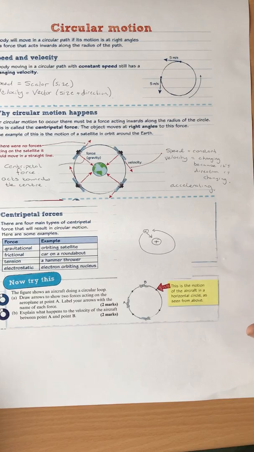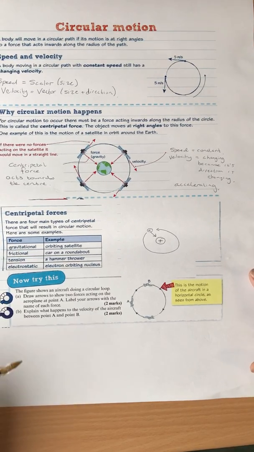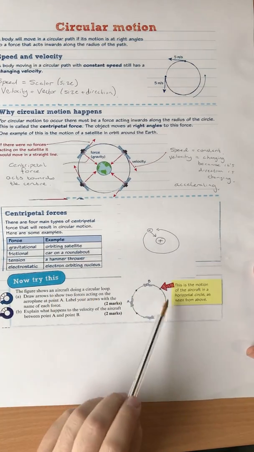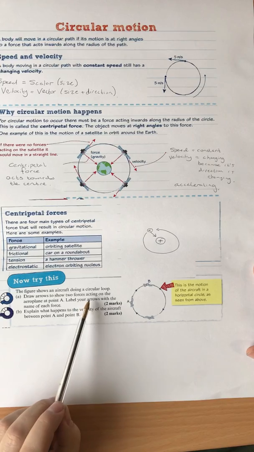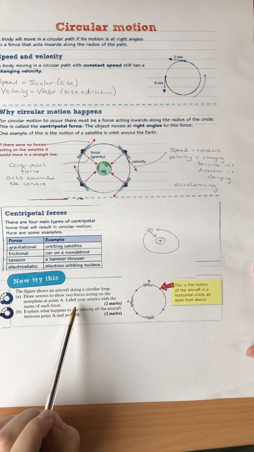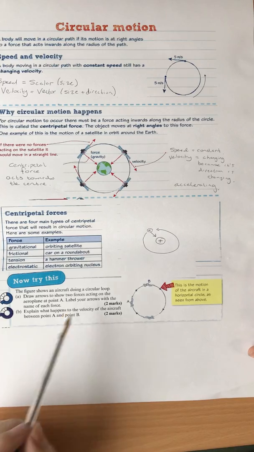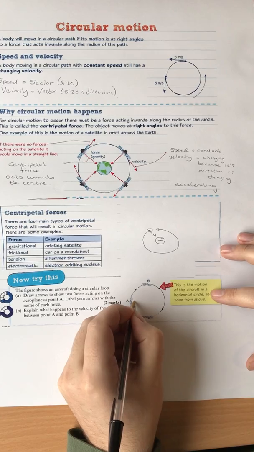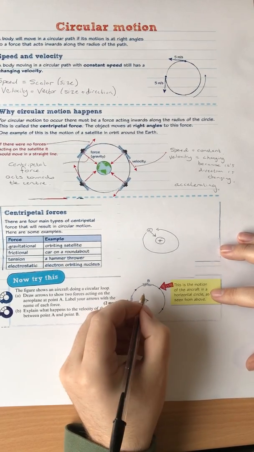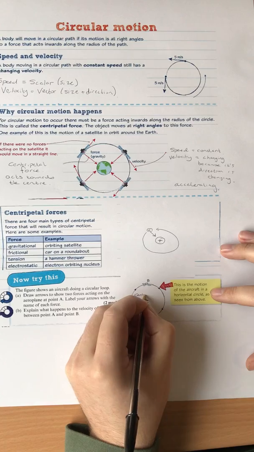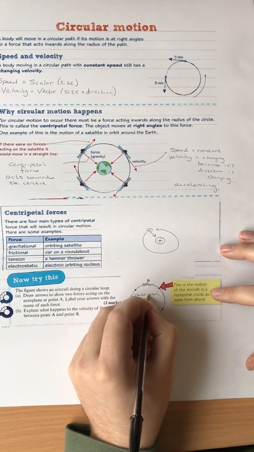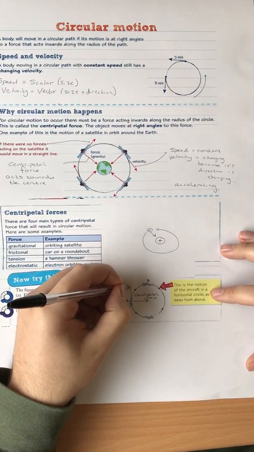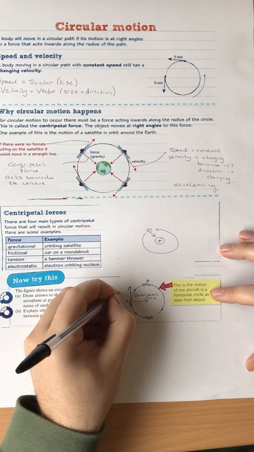Let's look at an example of how they would assess you on circular motion. The figure shows an aircraft doing a circular loop. Draw arrows to show two forces acting on the airplane at point A and label your arrows with the name of each force. So, we know if anything moves in a circular motion, there is always a force acting towards the center, which is centripetal force. The other force acting on the plane would be the thrust force, which acts in this direction as the engines push it forward.